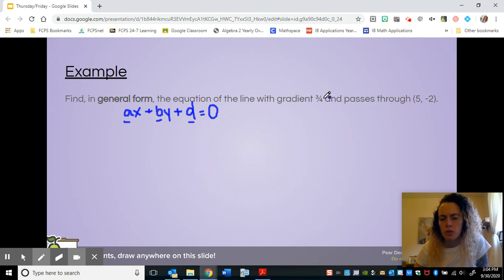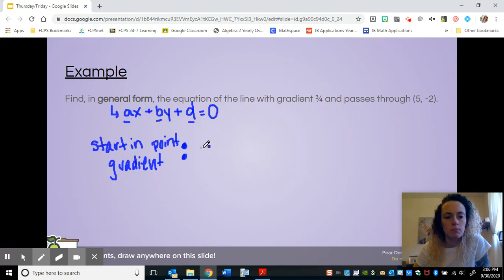So the issue is with the other two forms, I could just sub in a gradient and be good to go. If you notice here, there's no m, so I can't just sub in 3/4 and be ready to go. There's also no x sub 1 or y sub 1 to sub in my 5 and negative 2. So what I usually do for this is I'll start in point gradient form because I have a point and I have the gradient. And then I'll just manipulate the equation to match it to general form. So even though this is the form I'm going for, little arrow, so I remember that's what I'm going for.